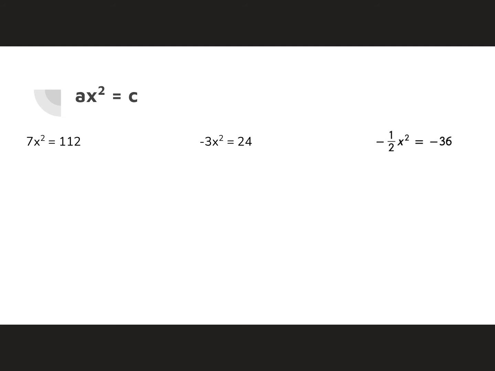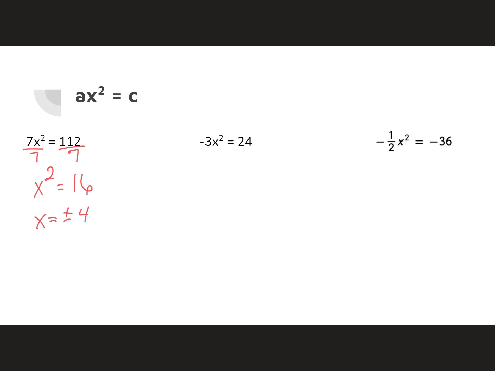The opposite of multiplying is division. So let's start with the left. Divide both sides by 7. I get x squared equals, pull out my handy-dandy calculator, 112 divided by 7 is 16. So if x squared is 16, we take the square roots of both sides. x equals positive and negative 4.